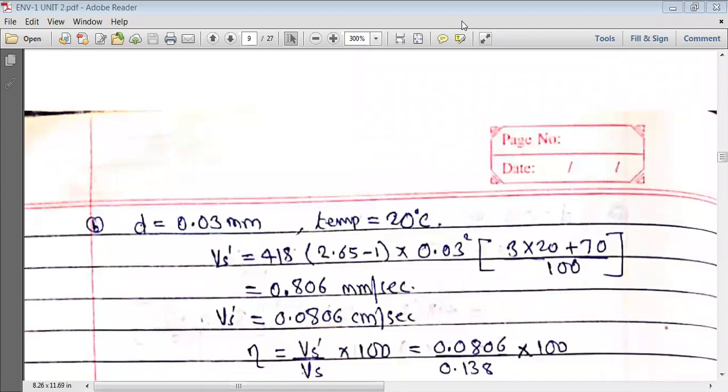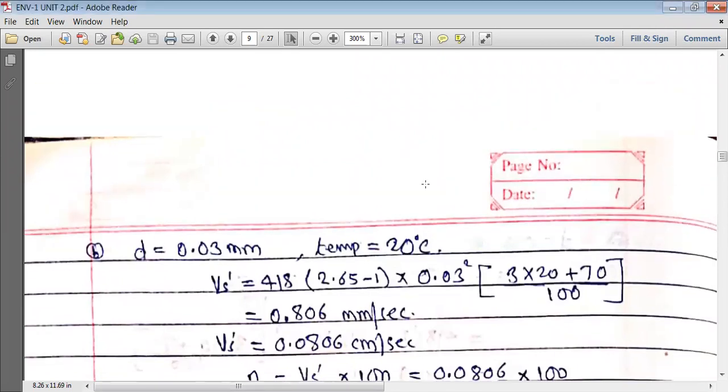In previous problems, you learned how to find out the settling velocity. And in this problem, with the help of that settling velocity, you have learned how to find out the efficiency of settling in the sedimentation tank. So let us move ahead and learn the new thing.